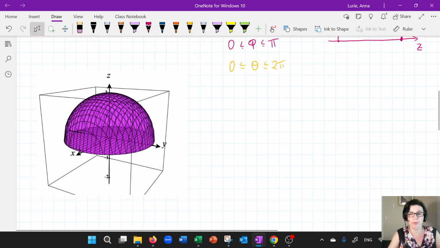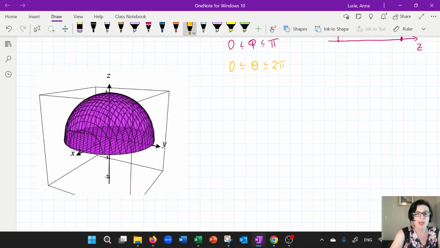How would that change if we only want to set up the limits over the top hemisphere? So here, the rho will be the same, right? Because you're just going to connect from the origin to some point P on the sphere. So this is going to be your rho. So that's going to go again from 0 to 2.